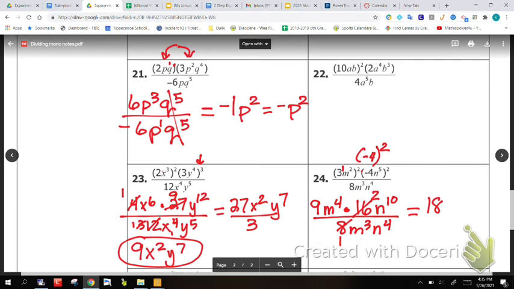M to the 4th, and you have an m to the 3rd in the bottom, so we're going to use the quotient rule. So you're going to subtract the exponents. 4 minus 3 would be m to the 1st. N to the 10th divided by n to the 4th, because they're in the different parts of the fraction, that's division. You're going to subtract your exponents. That's going to be n to the 6th. So you have 18m n to the 6th.